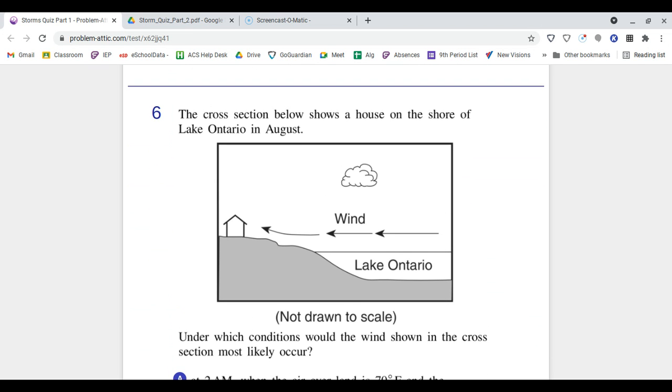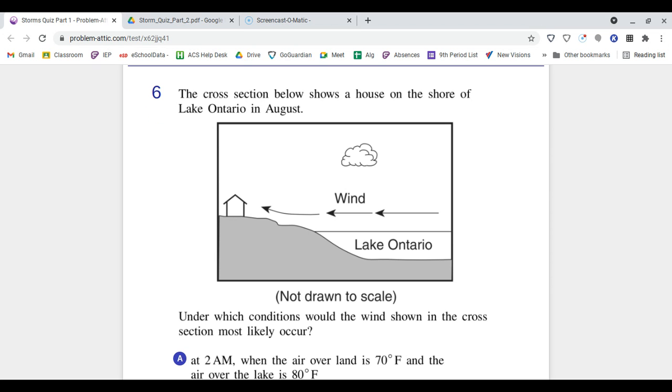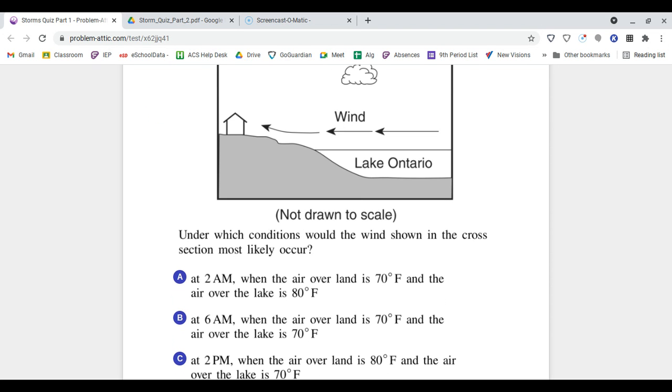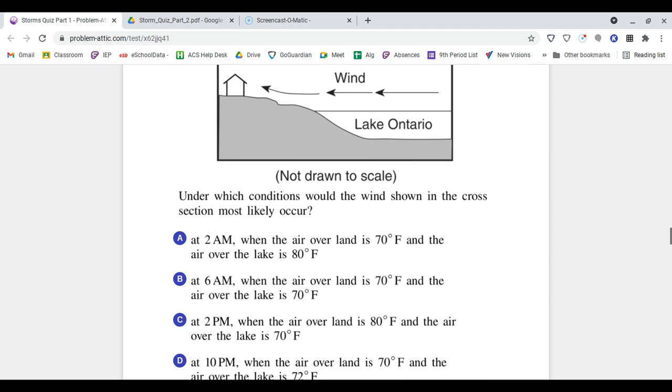Number 6. The cross section below shows a house on the shore of Lake Ontario in August. It shows wind coming off of Lake Ontario, and I see a cloud up in the sky. Under which conditions would the wind shown in that cross section most likely occur?